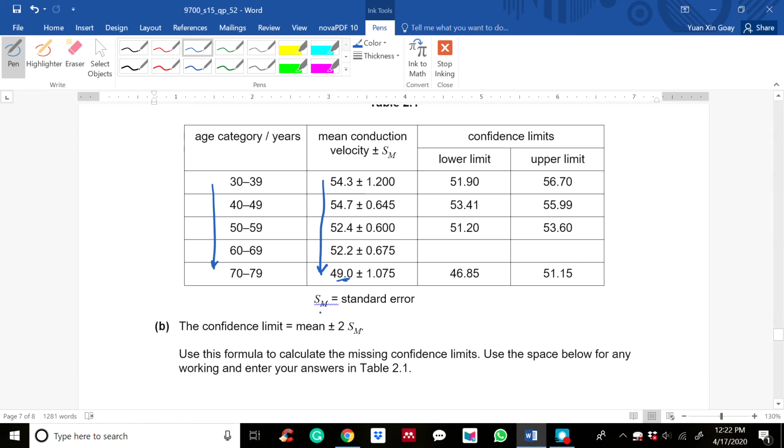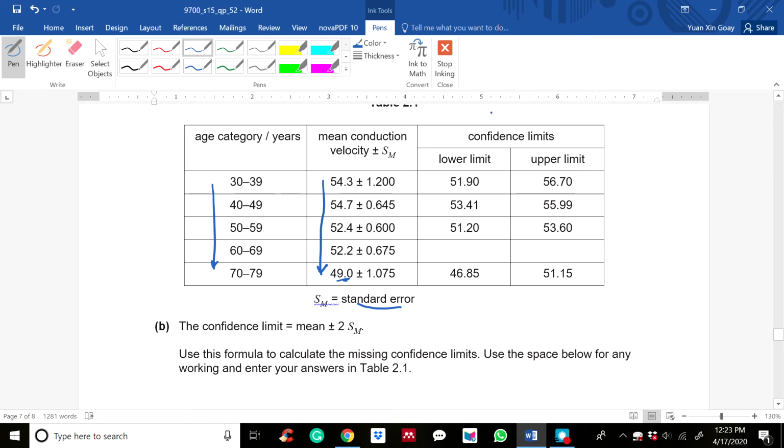SEM is standard error. Standard error allows you to measure the spread of data, so it can help to estimate the reliability of the mean of a population sample. If you have a small standard error, it indicates that the mean value is close to the actual mean of a population.